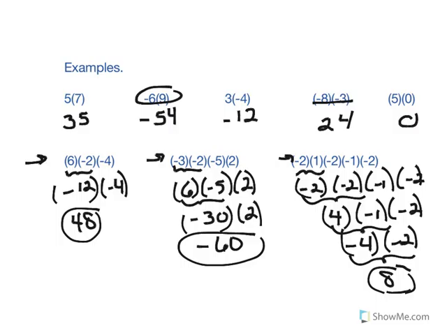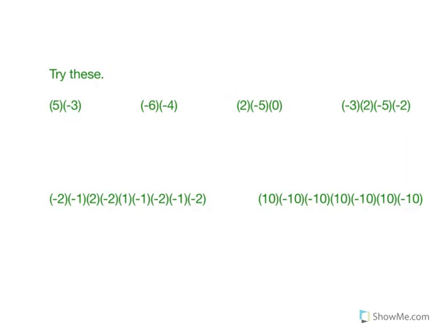So the rule is, if you have an even number of negative numbers being multiplied together, it's positive. And if you have an odd number of negative numbers being multiplied together, your answer is going to be negative. So, try these, put it on pause, and we'll check back in just a bit. All right, let's see how you did.